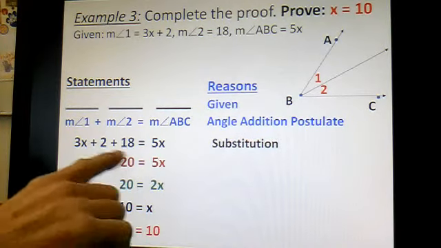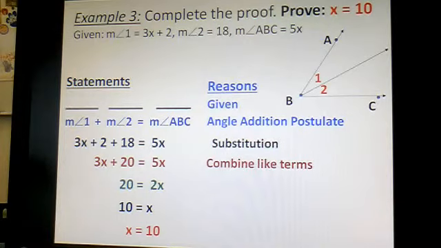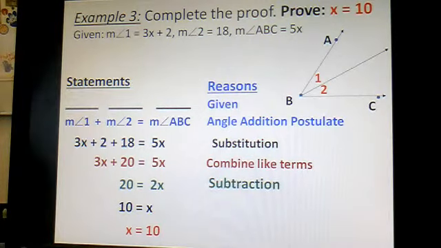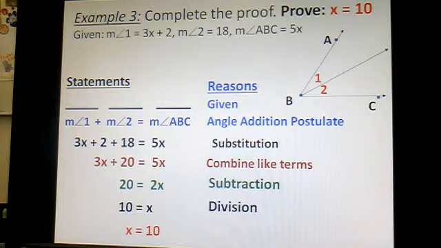What was this called? Oh, it's called combining like terms. What was this next step called? Oh yeah, it's subtraction. Subtracting the 3x from both sides. Then I did division. And then here's the new one.